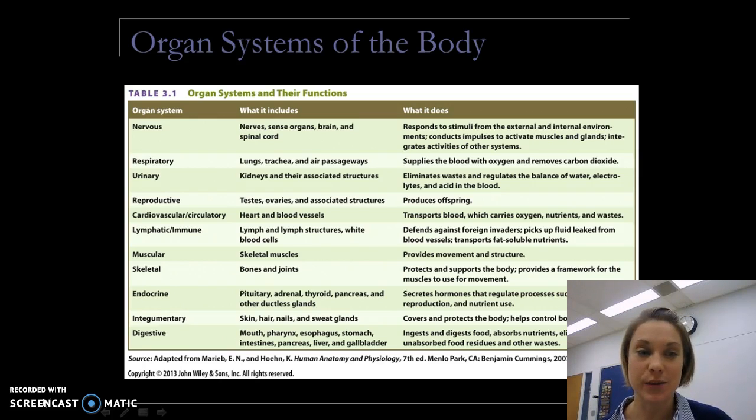Our cardiovascular system is going to transport blood, which carries oxygen and nutrients and waste. So this is going to transport all of those nutrients around our body and then also be the little catalyst, that oxygen, for every reaction in each of our cells to produce ATP, or our powerhouse of energy.